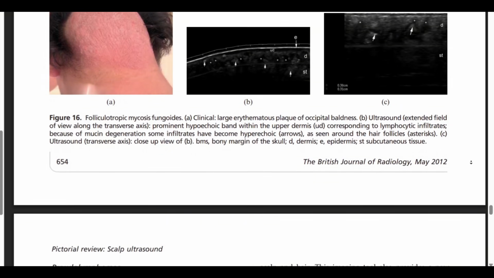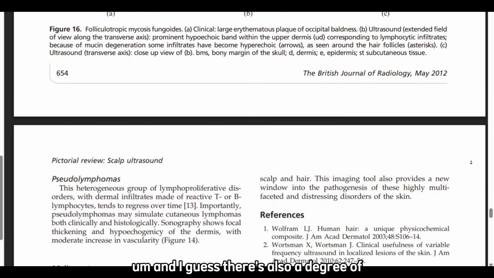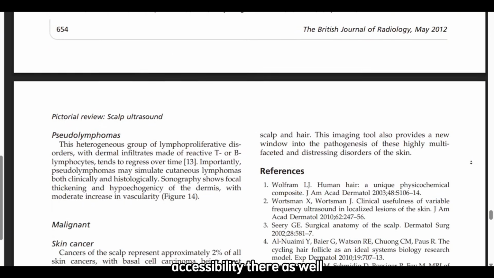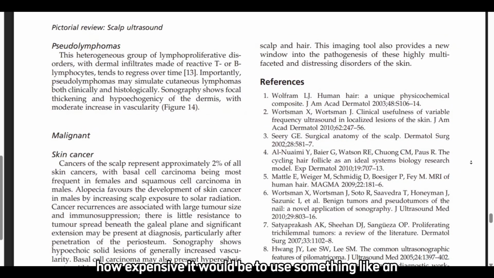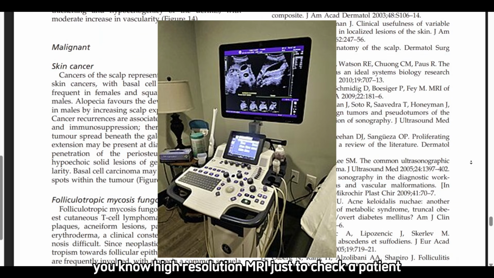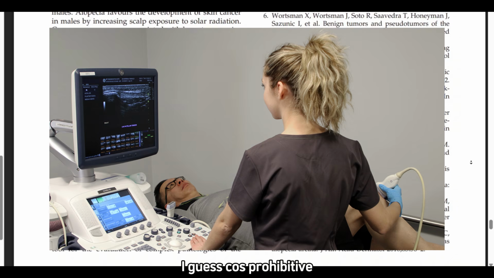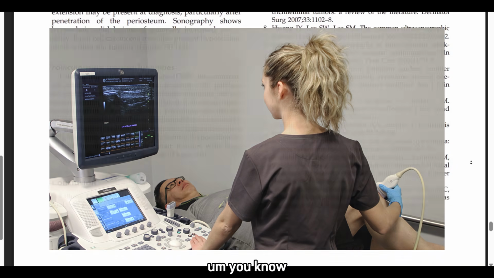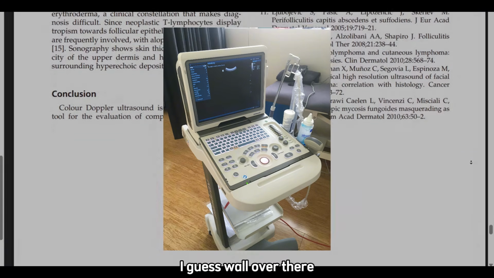Yeah, that's true. That's a good point. And I guess there's also a degree of accessibility there as well. I can only imagine how expensive it would be to use something like a high resolution MRI just to check a patient. So there's definitely some sort of cost prohibitive wall over there.